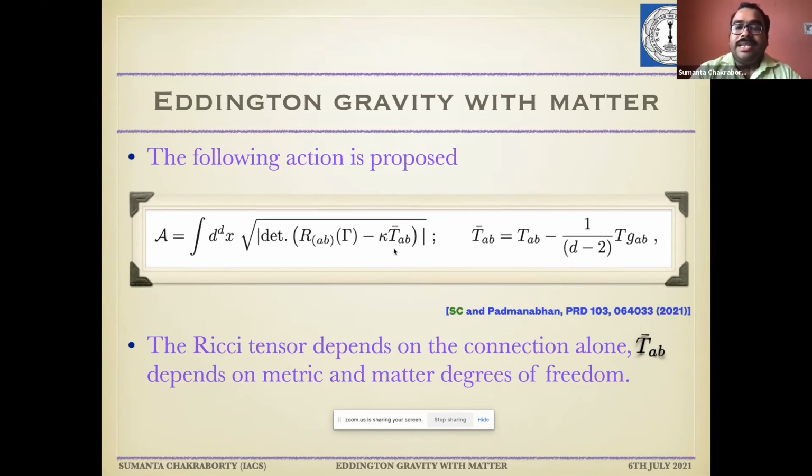Here the Ricci tensor depends on the connection alone, while the T bar_AB part depends on the metric and the matter degrees of freedom. So the job now is to vary this action with respect to the connection gamma and see what comes out of it. What equation do we get, and how do we get the matter equations in particular?